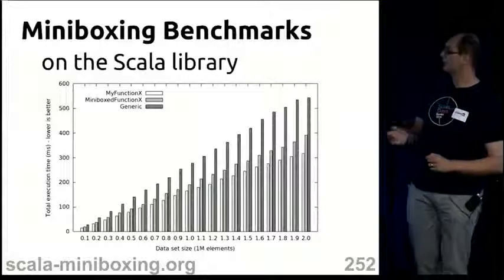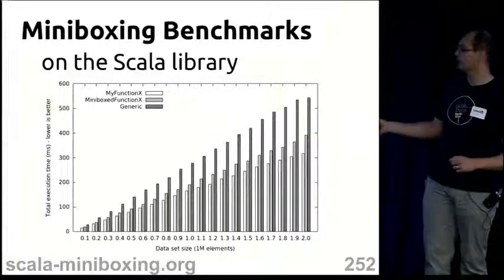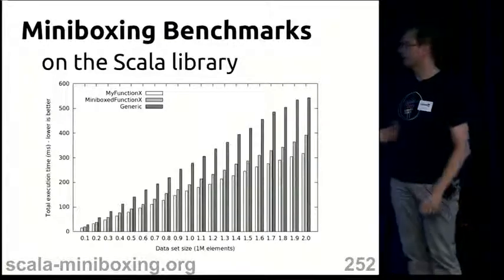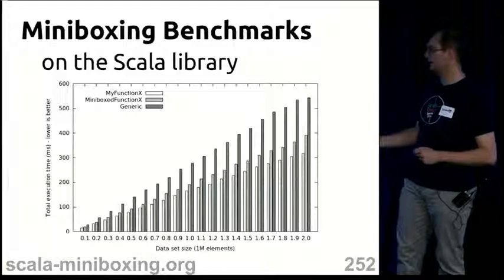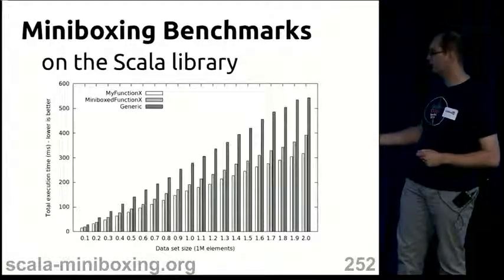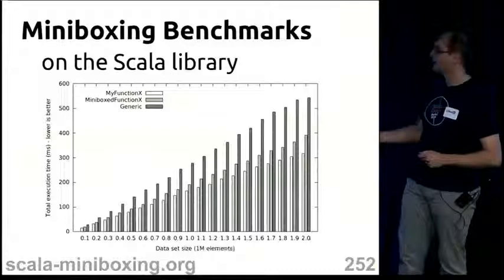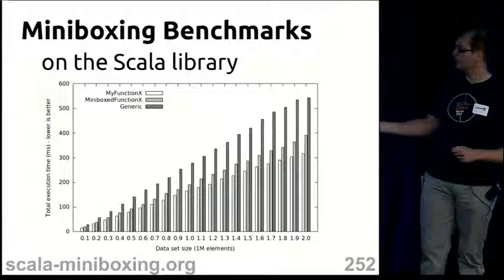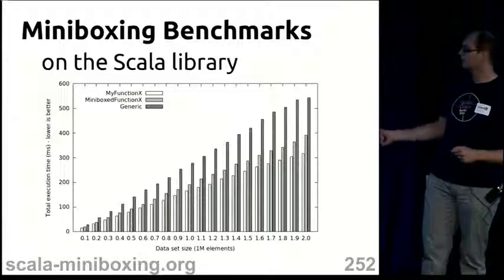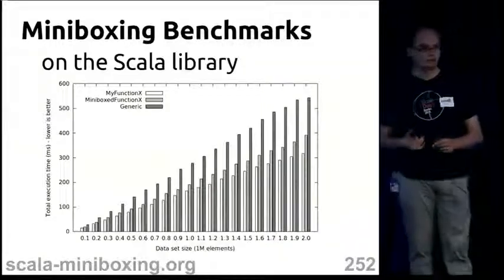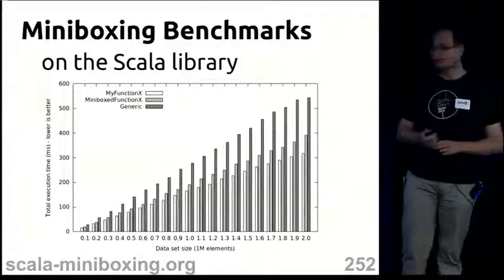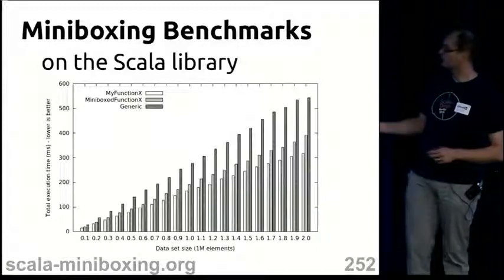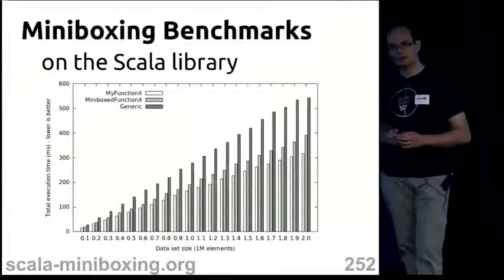The benchmarks are here. So with my function x is the lightest one. You can see here I'm measuring time, the time it took for the data set size. So 2 is 2 million elements. And I'm counting the overall time it took for the benchmark. Lower is better, of course. This is the one done by the benchmark Emmerich did, and you can see it's the best one here. And there's also the one done automatically, which is not as good.